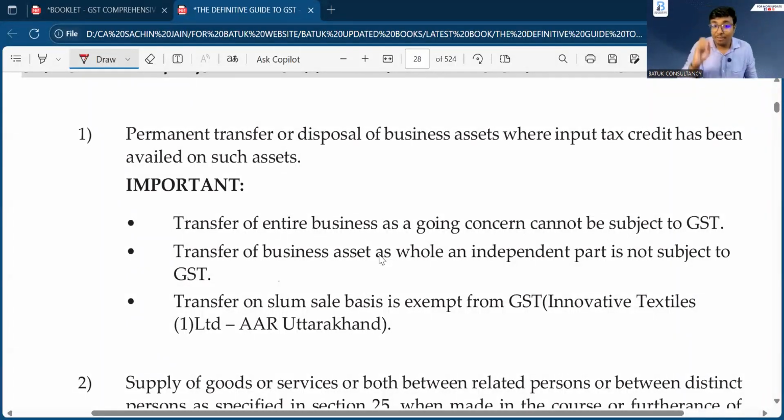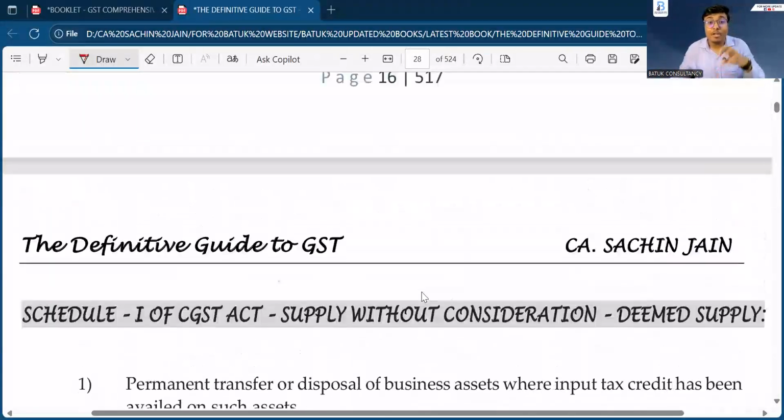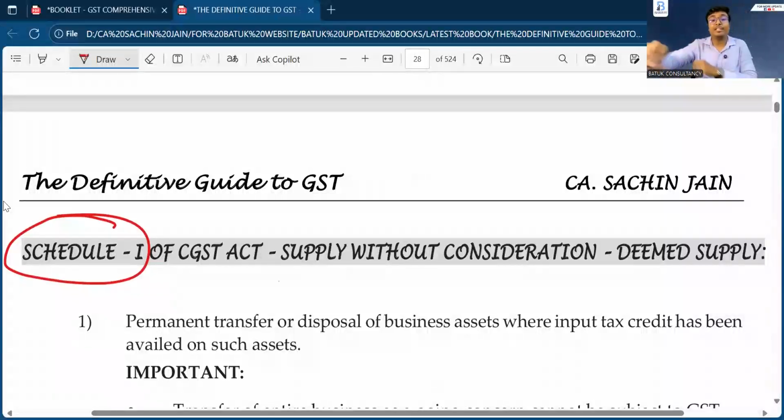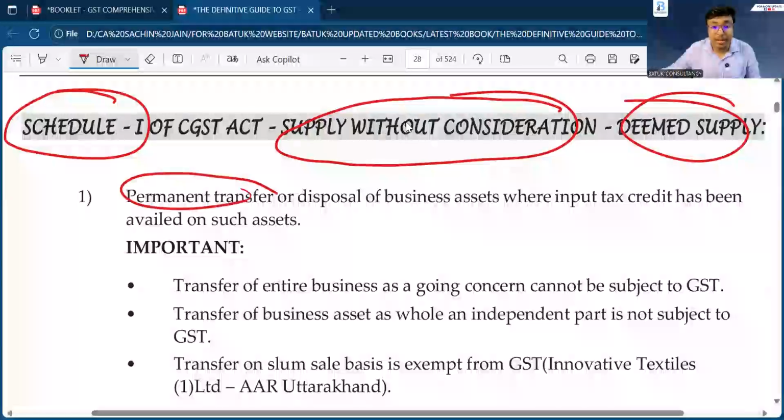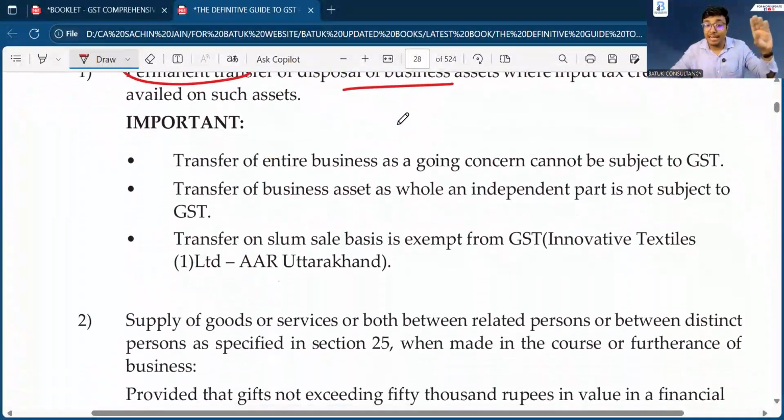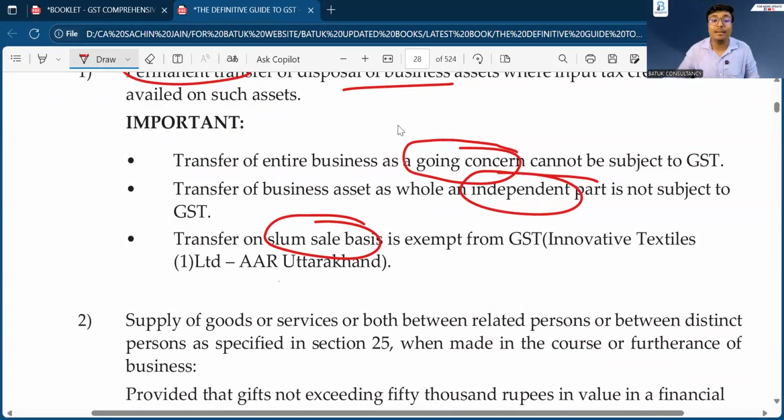Now we have done the exceptions. Exception means no consideration, in that case also the same will be treated as supply. So for formalizing this particular exception well, the government has given a specific schedule, schedule number 1, which says that supply without consideration is also treated as supply. They have given permanent transfer and disposal of business assets, and exceptions also as a going concern, as a slump sale basis, as an independent part transfer.